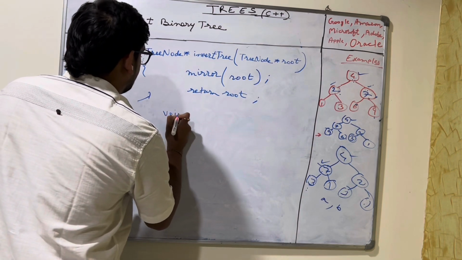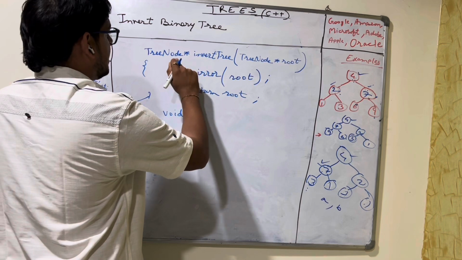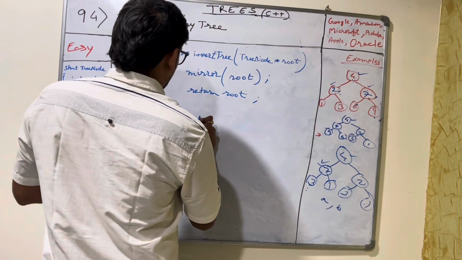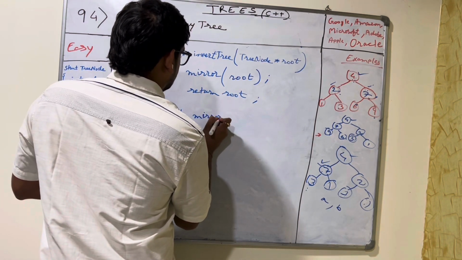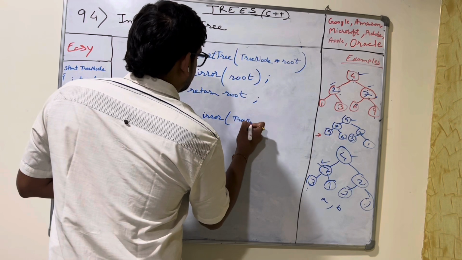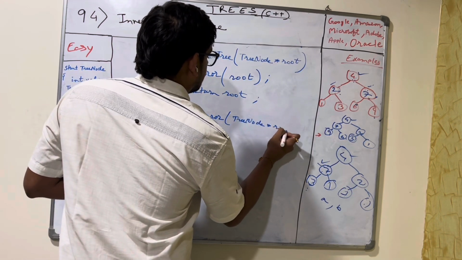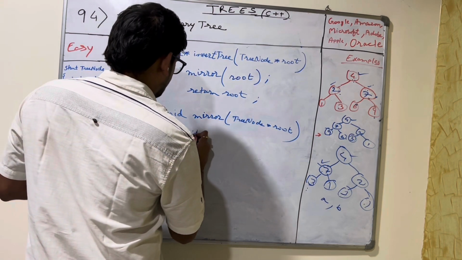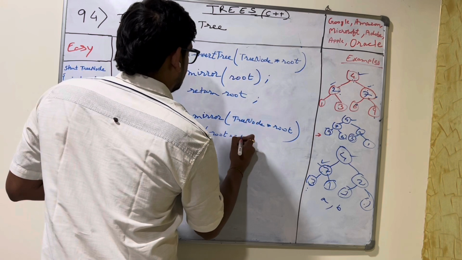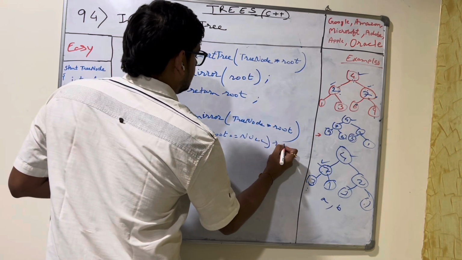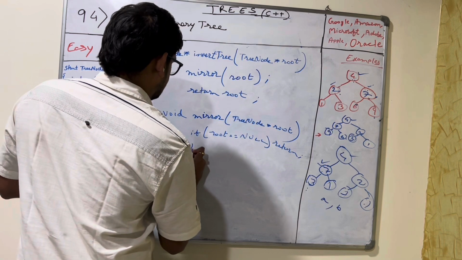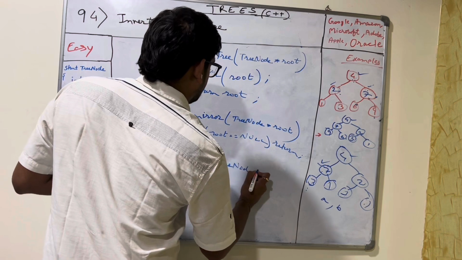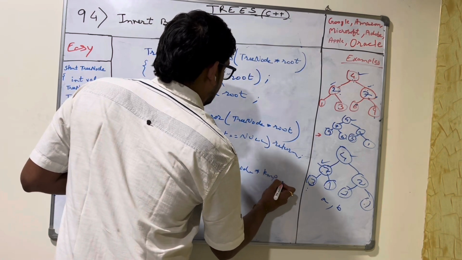So mirror would be a void function, because we need to change the data in place. We can't make it return a value each time in a recursive way. So we'll call a void mirror function which takes this tree node, tree root. So if root is equal to null, we return. Else, we take a temporary node, TreeNode struct temp, and what do we do?